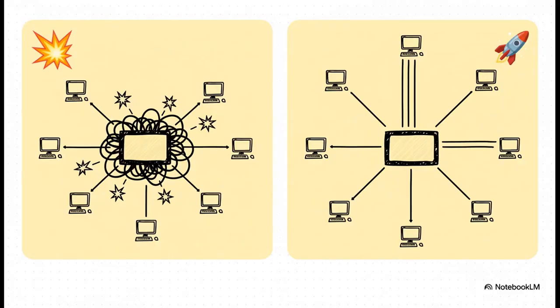Now, to really get why the switch is such a game changer, you have to know what came before it, the hub. I want you to imagine a meeting room where everybody is just shouting at the same time. That's a network with a hub. It was total chaos, with data packets literally crashing into each other. The switch changed everything. It took that loud, messy room and turned it into a building full of private offices, where fast, direct, one-on-one conversations can all happen at once. It brought order and speed to a world of digital noise.